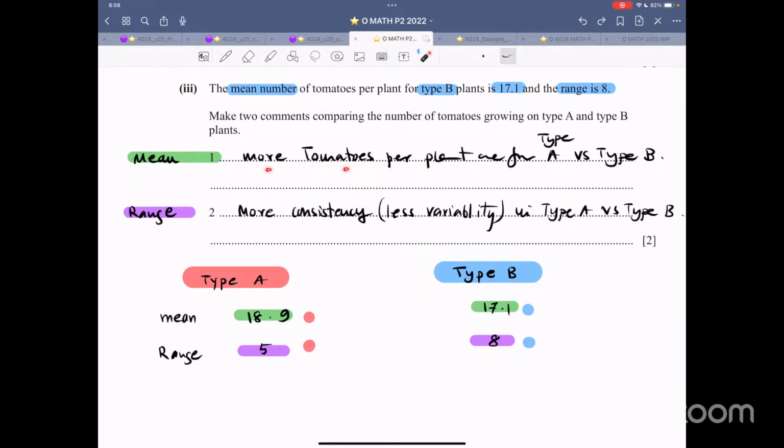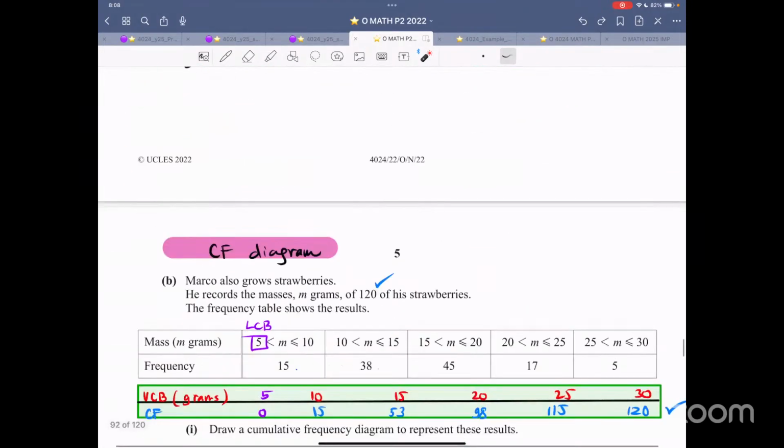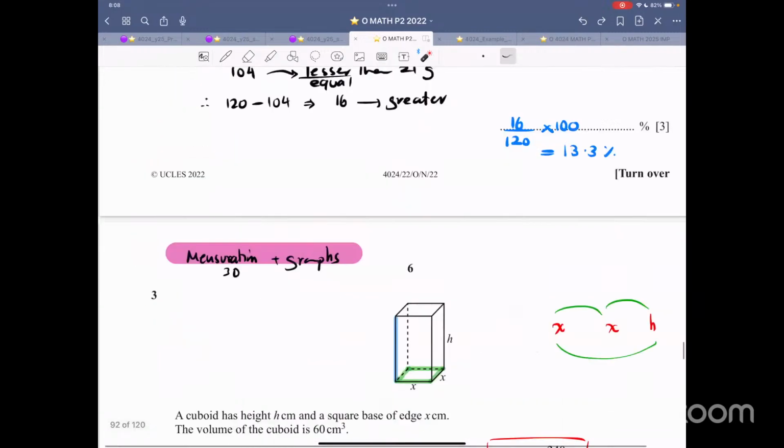There are more tomatoes per plant on type A as compared to type B, because this is higher, this is lower. And range, the dispersion, the variability. There is more consistency in type A because it has a lower range as compared to type B because it has a higher range. So these kinds of questions the examiner asks. Cumulative frequency, I think that is basic.